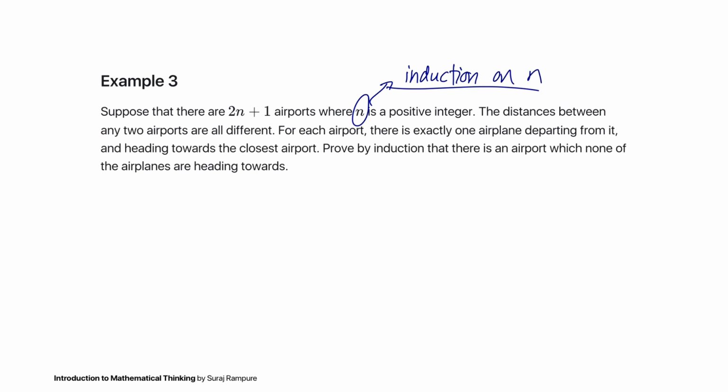The distances between any two airports are all unique. So just imagine some random grid such that the distances between all the points are different. For each airport, there's exactly one plane leaving it and going to the closest airport. Prove with induction that there is an airport with no planes coming towards it. So all the distances are unique. A plane from every airport finds the airport that's closest to it and sends an airplane to it. Show that there's always an airport with no incoming planes. Is everyone clear on the problem itself?